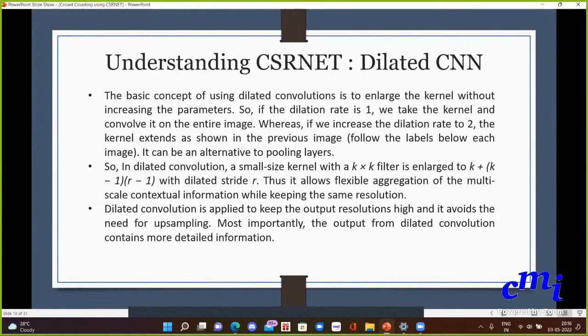So in dilated convolution, a small kernel with a k cross k filter is enlarged to k plus (k minus 1) times (r minus 1) with the dilation rate r. Thus it allows flexible aggregation of multi-scale contextual information, because we can change the value of r according to our preference, and we can keep the same resolution of the image. Dilated convolution is applied to keep the output resolution high, and it avoids the need for upsampling. Most importantly, the output from the dilated convolution contains more detailed information.